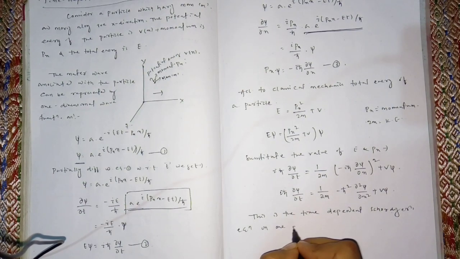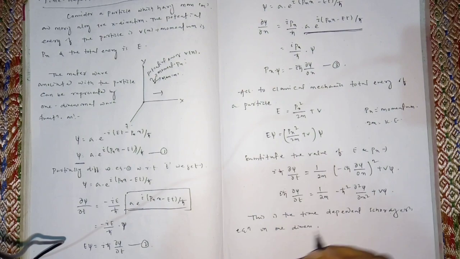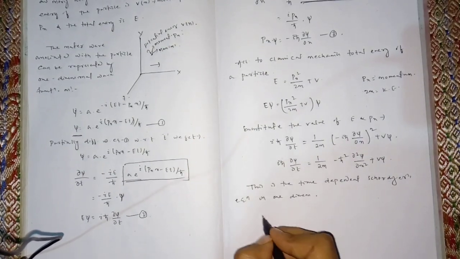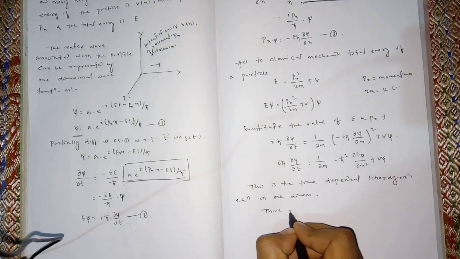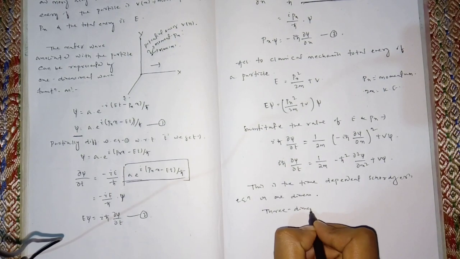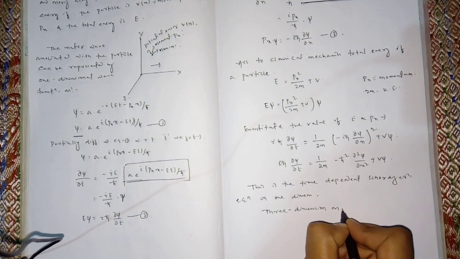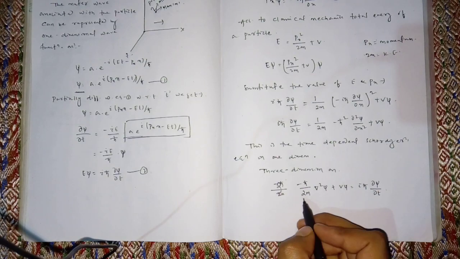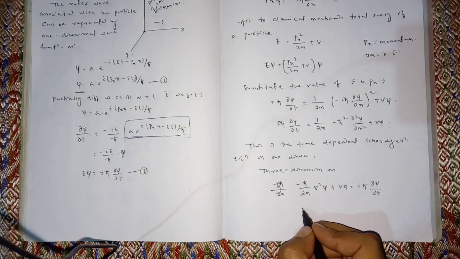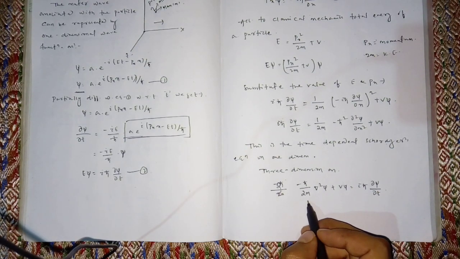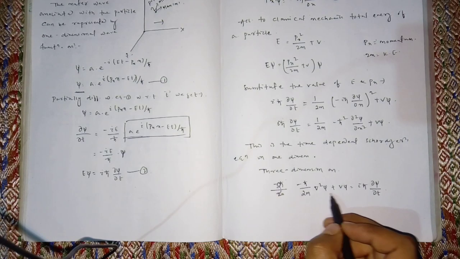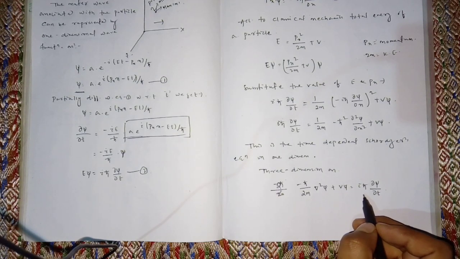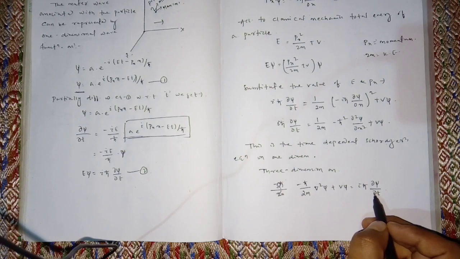Now we can write it in three dimensions. In three-dimensional form we can write minus of h cross square divided by 2m del square psi plus V psi equals i h cross into dou psi by dou t.